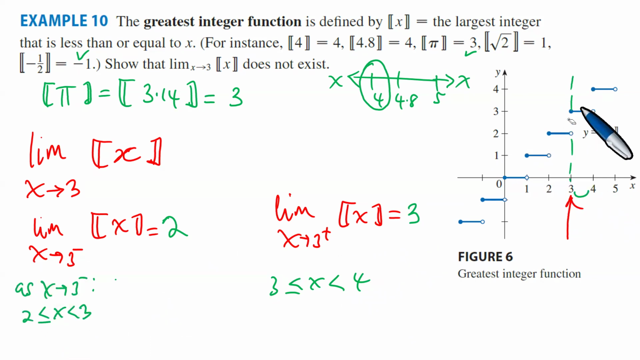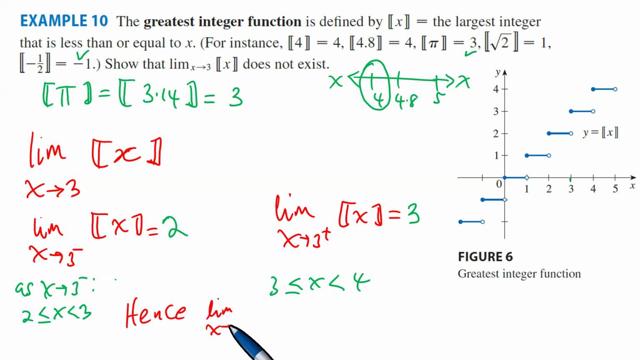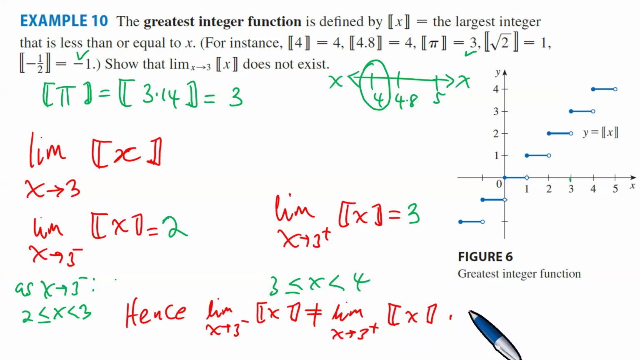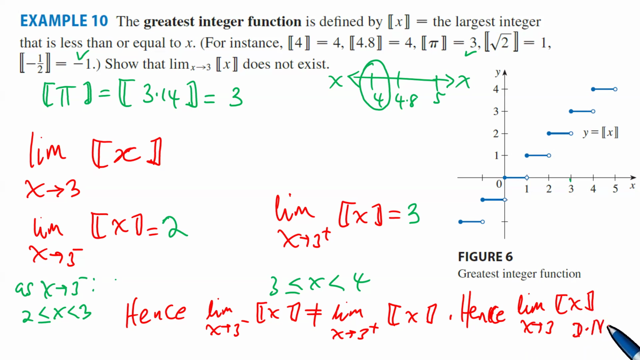So this realization is very, very crucial. Hence, we're able to see that the limit as x approaches 3 from the left is not equal to the limit as x approaches 3 from the right. Hence, the limit as x approaches 3 does not exist, because the left and right hand limits are different. Any question on this one, Atlehang?